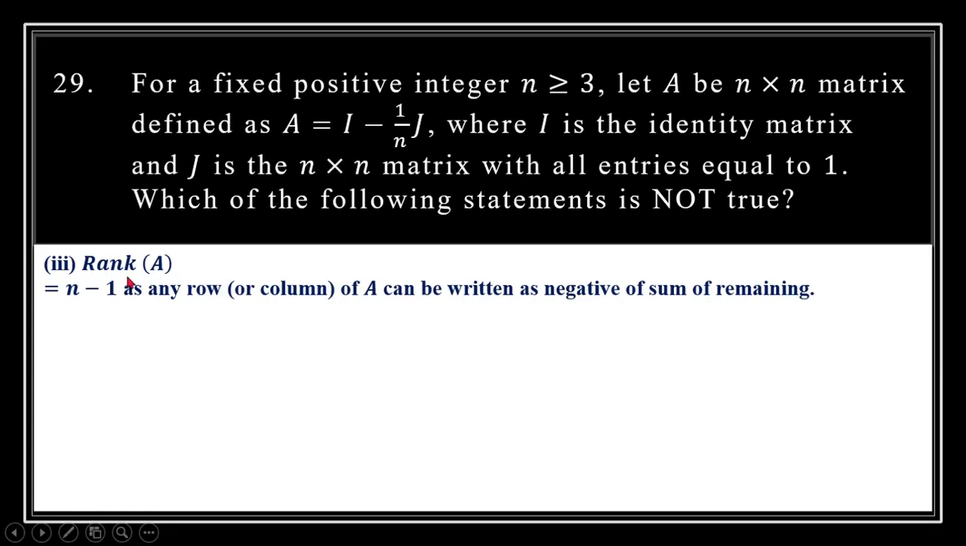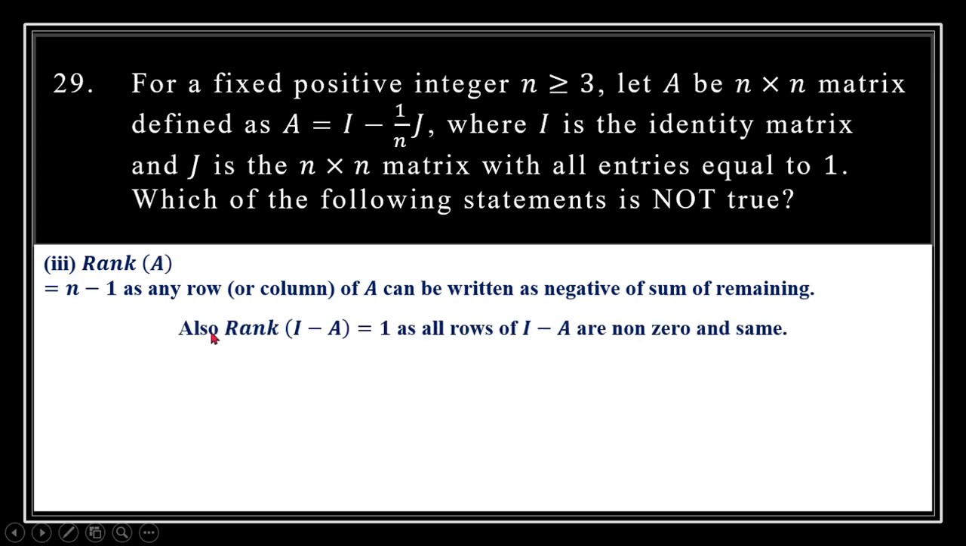Rank of A is equal to n minus 1, as any row or column of A can be written as negative of sum of remaining. So one is dependent on the remaining and remaining are independent. Remaining are independent means n minus 1 of the rows as well as columns of matrix A are independent, so its rank is n minus 1.